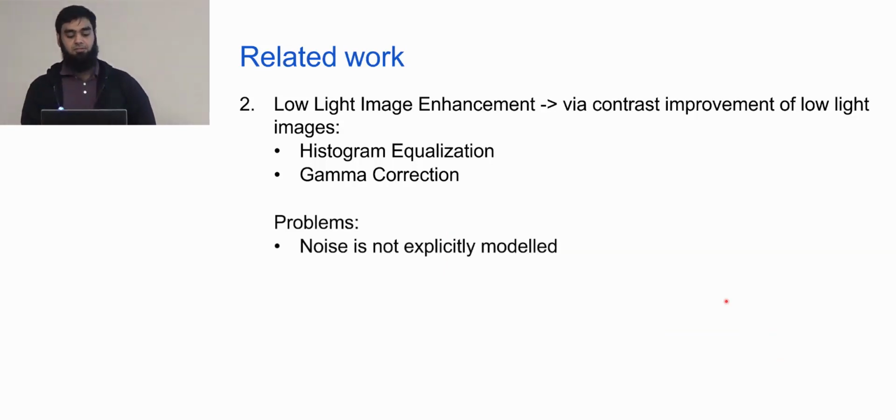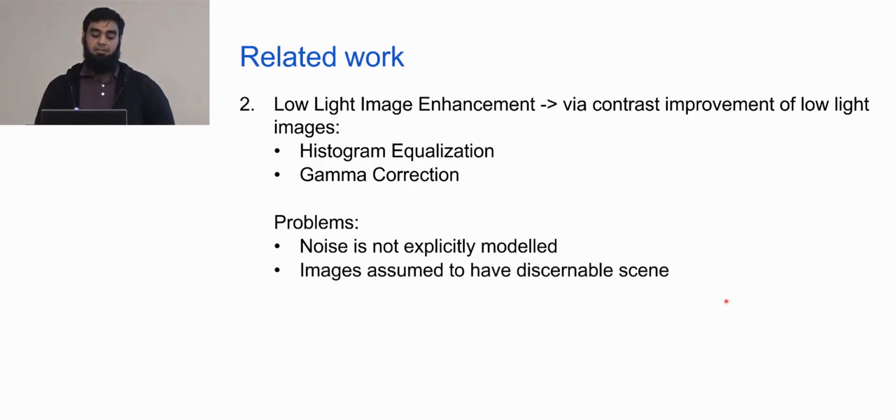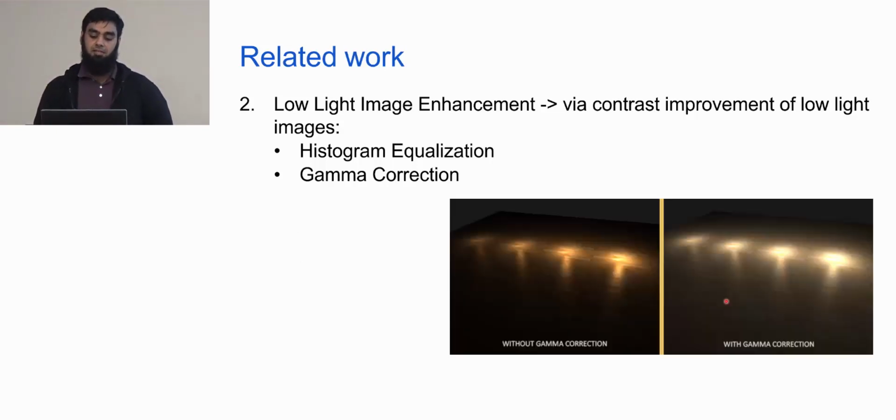The problems with these approaches is that noise is not explicitly modeled in their pipeline, and the images are obviously assumed to have a discernible scene. For example, if we look at this image, we know what's going on, at least from a basic standpoint. And then extreme low light imagery is not going to work.